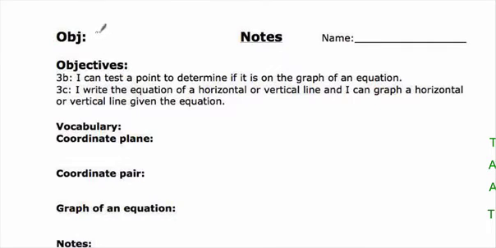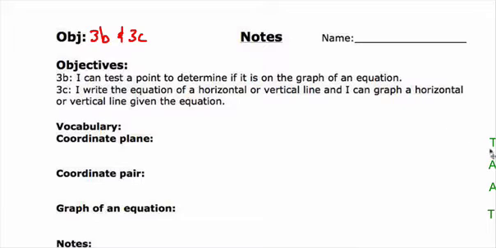Okay, welcome to objective. Let's put this up here. 3b and 3c. So 3b says I can test a point to determine if it's on the graph of an equation, and we will get to that at the end. You're actually going to try that out yourself. And 3c, I can write the equation of a horizontal or vertical line, and I can graph a horizontal or vertical line given the equation.